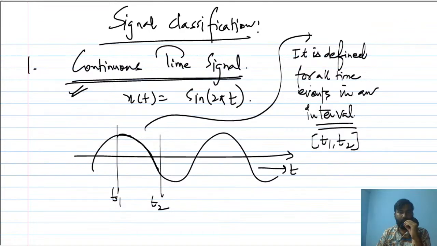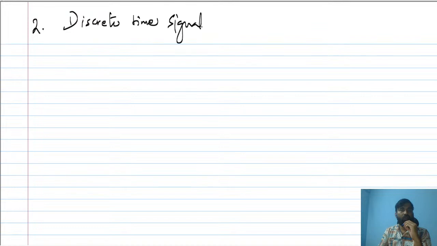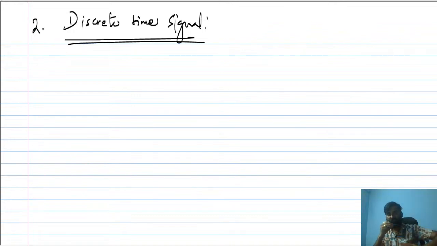Okay. Let's move ahead and talk about discrete time signal. We will also talk about how we convert a continuous time signal to a discrete time signal. At this moment, I'm not going to talk about that, I'm just defining and classifying the signal. First kind of signal is continuous time signal. Second kind of signal, discrete time signal.